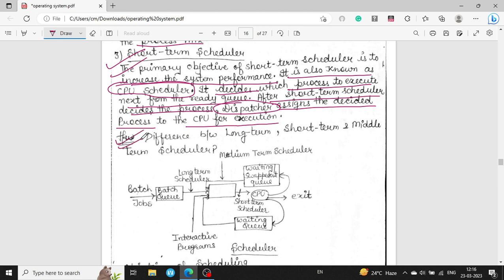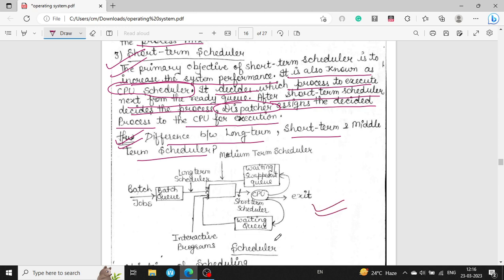Now it's the homework. Difference between long-term, short-term and medium-term scheduler. You have to make a chart and write the differences between the long-term, short-term and medium-term schedulers.